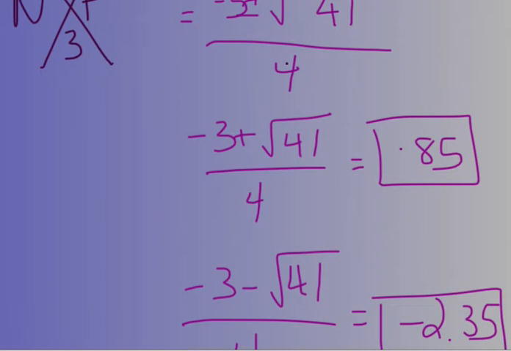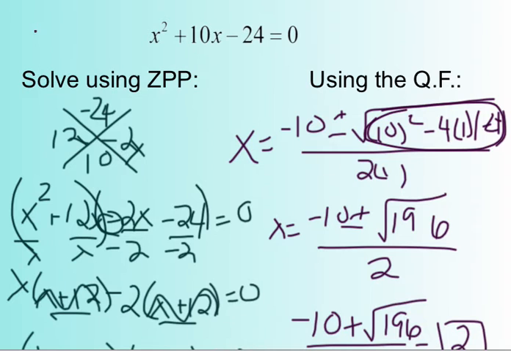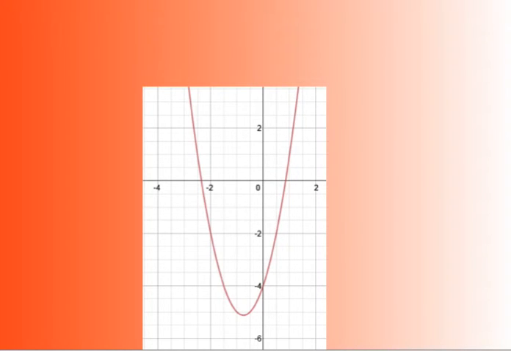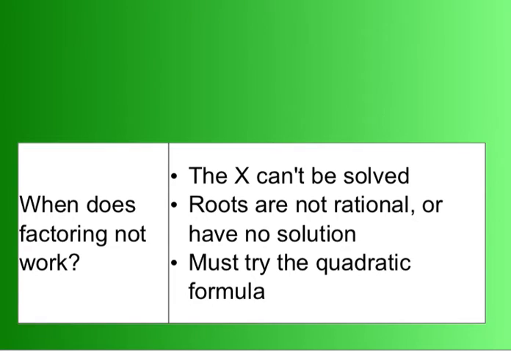So when you're looking at this graph, you'll notice that it's crossing at a decimal. Since it's crossing at a decimal, if factoring doesn't work, you have to use the quadratic formula, which is what this says here. So you can put that in your box. That means that the roots can't be solved, they're not rational, or it's possible that there's no solution. But you can't just jump from it's not factorable to no solution. You have to try the quadratic formula first.